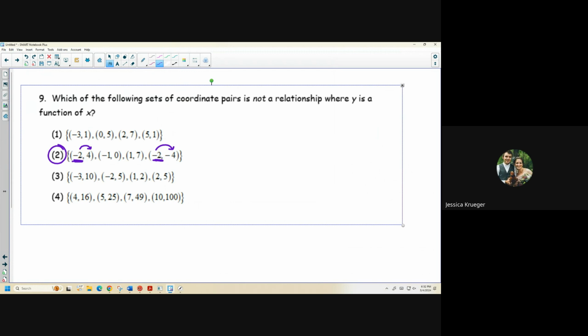So again, reading carefully so you know if they're looking for what is a function or what isn't a function. Okay. Watch out for choice 3. -2 goes to 5 and 2 goes to 5, but that's okay. The input of -2 has one output, 5, and the input of 2 has one output, which is 5. So that is okay. 2 does not work because -2, the input, has more than one output. So this is no good. This is okay.